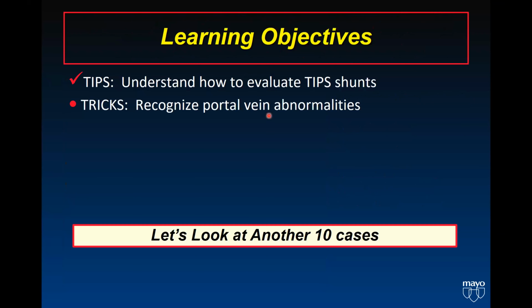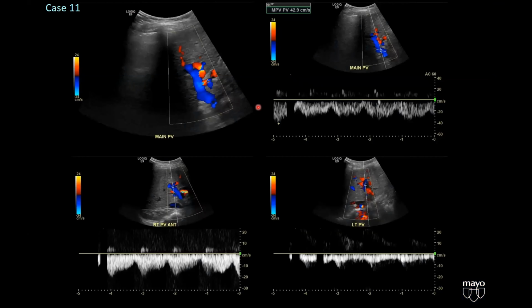Now let's turn to the tricks. We're going to look at another 10 cases, but now we're going to look at portal vein abnormalities. Here is a case where the main portal vein is blue, it's going away. The spectral waveform shows it's below the baseline. Here, the right portal vein anteriorly, it's going away. Left portal vein, it's going away.